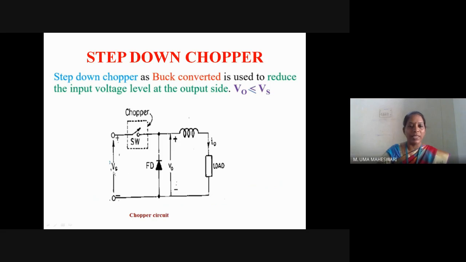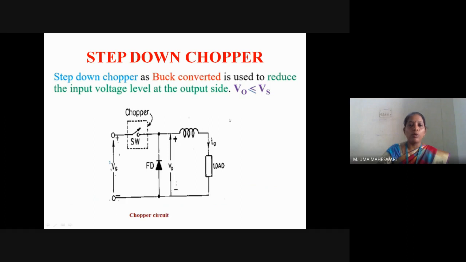So we see the circuit diagram of it. This is the circuit diagram of step down chopper. Vs is the supply voltage and is connected to a switch, which is the chopper here. The switch can be either an IGBT or MOSFET or an SCR. The freewheeling diode is connected. FD represents the freewheeling diode, and the switch end is connected to the inductance, and the other end of the inductance is connected to the load. The current through the load is represented as I naught, and the voltage across the load is represented as V naught. So this is the circuit diagram of step down chopper.